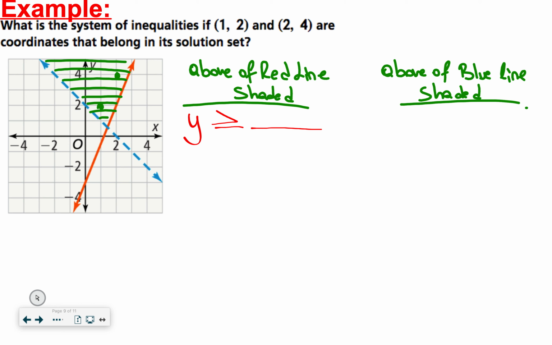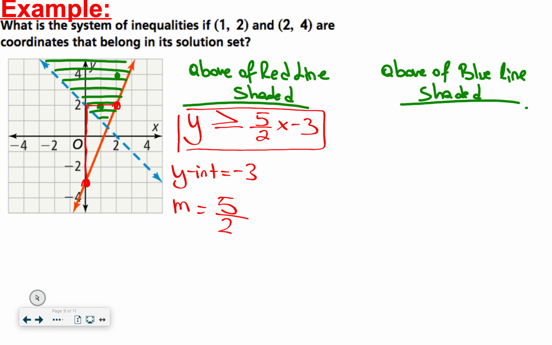How? First, y-intercept. The y-intercept of the red line is -3. And what is the slope? You can find 2 points. This is the first point, and the second point is here. Rise over run: 1, 2, 3, 4, 5 units rise over 1, 2 units run. 5 over 2 is your slope. That's why your equation will be 5/2 x minus 3. This is your inequality of the red line. What about the blue line?